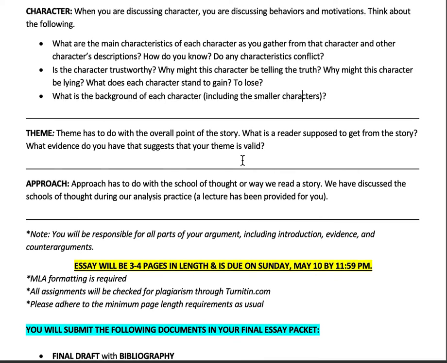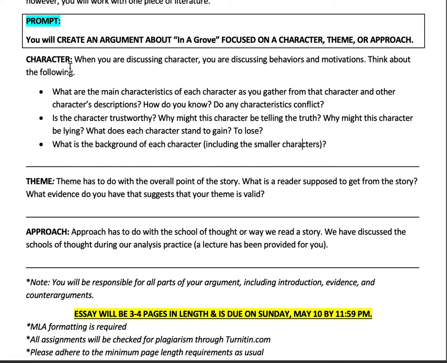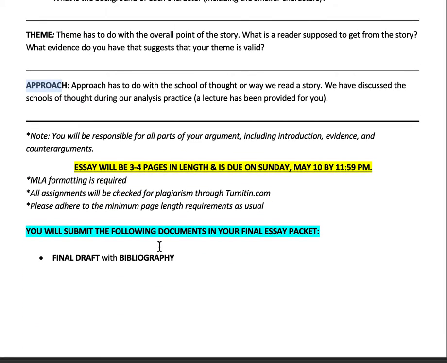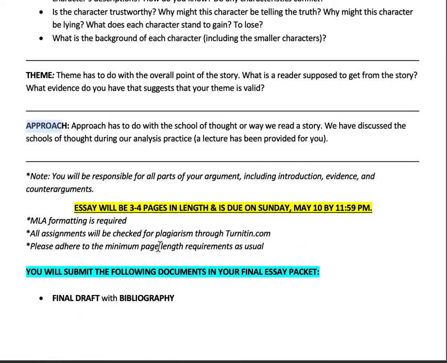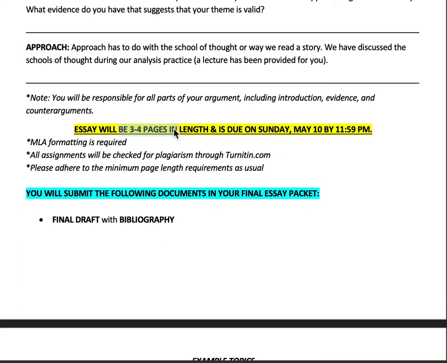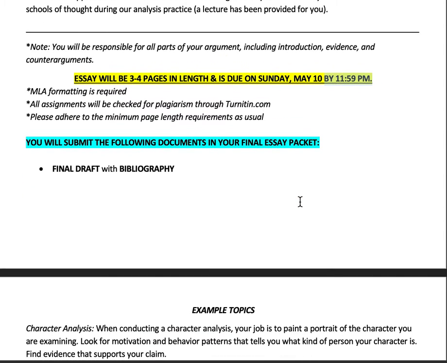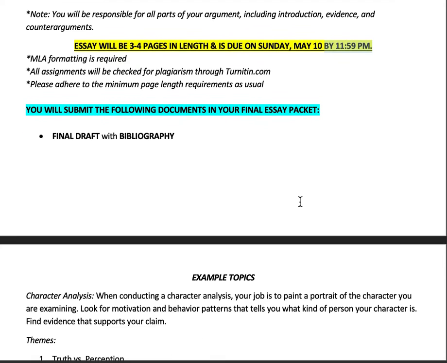So like I said, you're going to choose one of these three things, whether you're analyzing a character, looking at one of the themes, or looking at an approach. And you're going to write a short argumentative essay about that relative to the story In a Grove. Your essay has to be 3 to 4 pages in length and is due on Sunday, May 10th by 11:59 p.m. That's 3 pages minimum to the bottom. MLA formatting required. Everything's checked for plagiarism, of course.